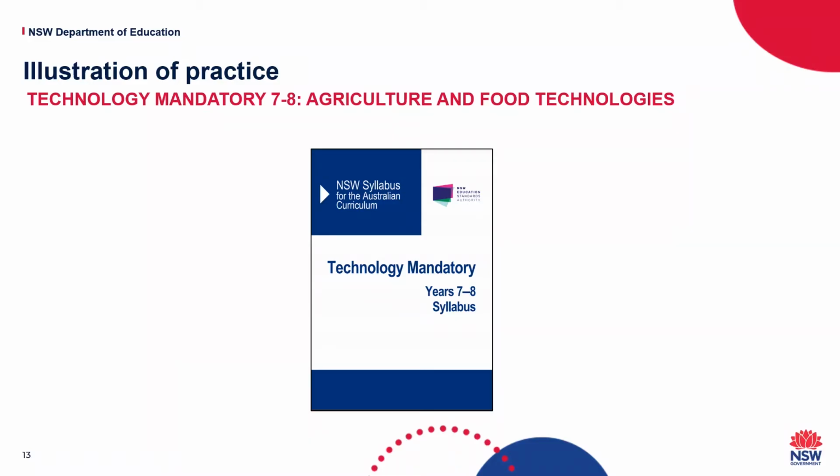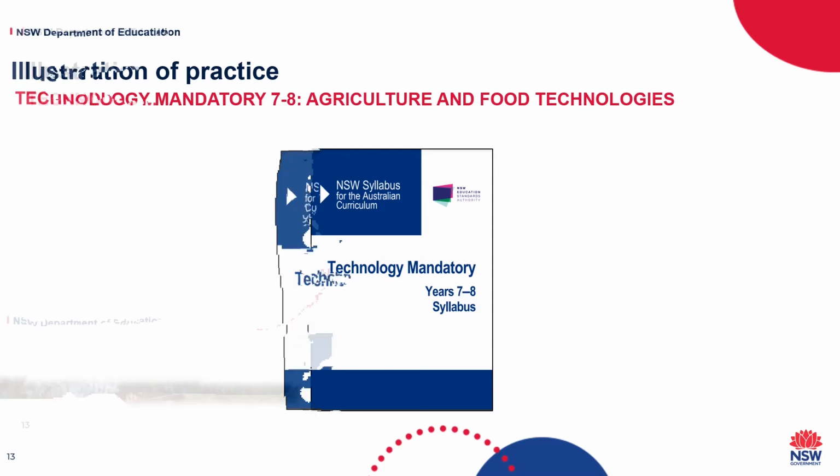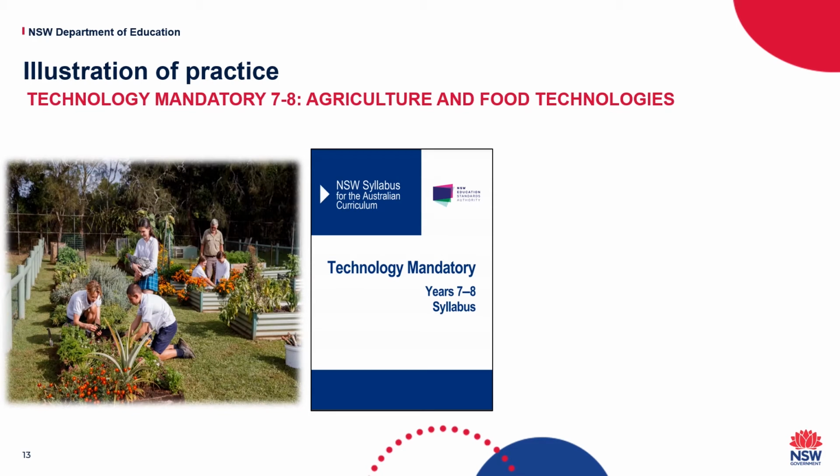In this illustration of practice, we'll look at how Jacob, a technology mandatory teacher, is implementing a focus on vocabulary in his Year 8 Agriculture and Food Technology classroom, within the context of the whole school approach to literacy. While the illustration of practice uses this particular unit of work as an example, the resources, teaching strategies, and approach to the teaching and learning cycle can and should be adapted for all subject areas to support students' vocabulary development in a curriculum context.